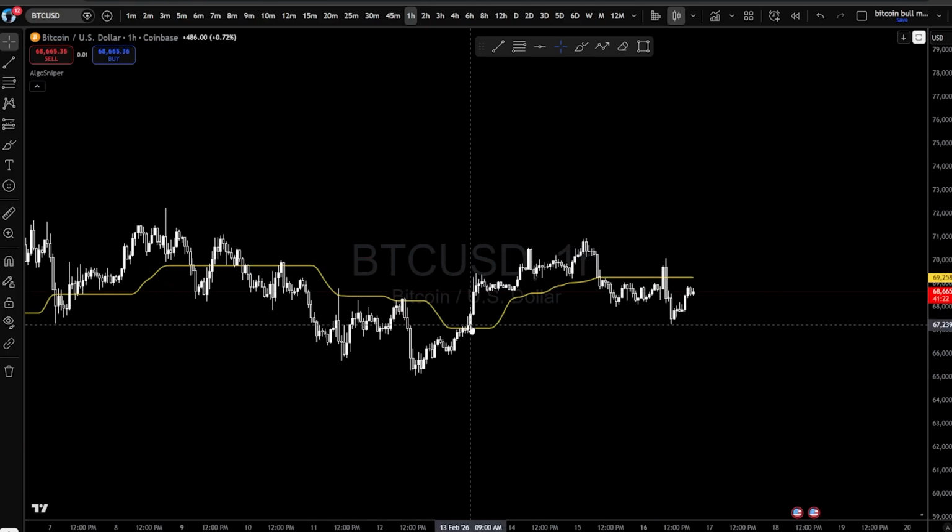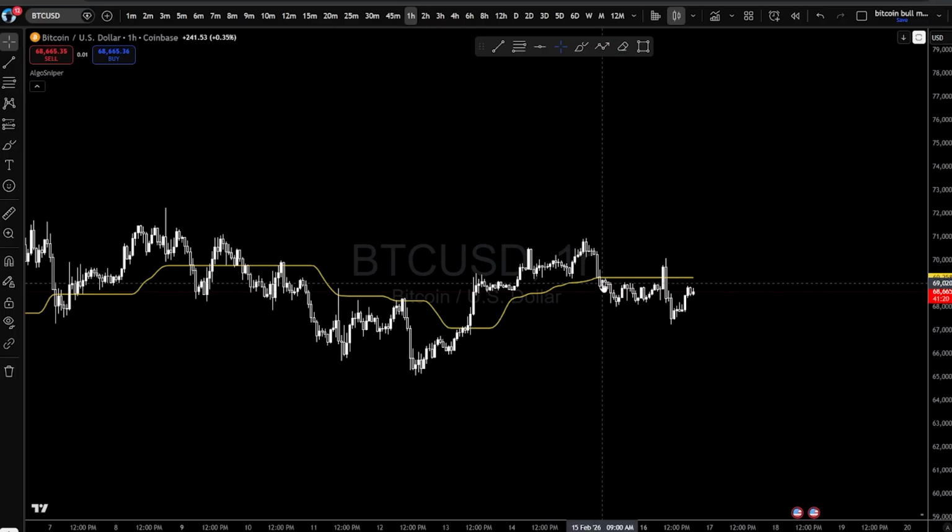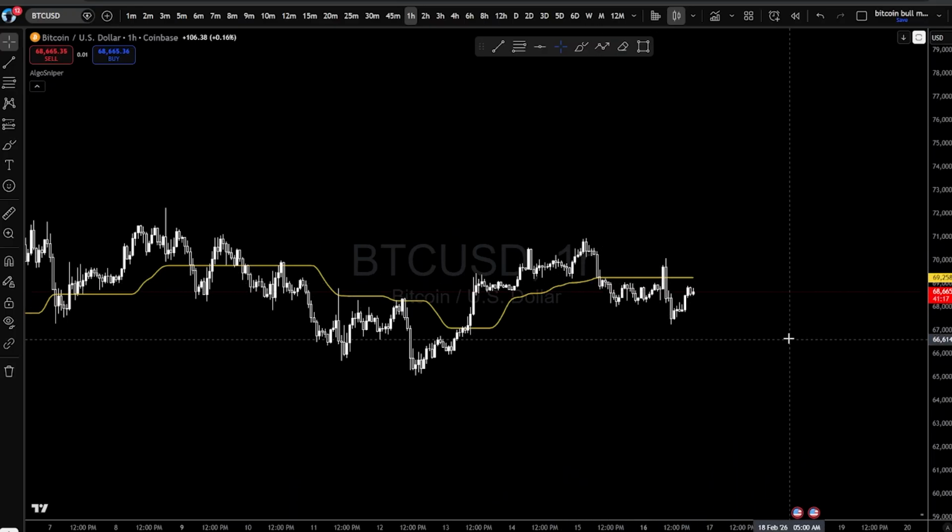Once it breaks and closes above, as support, you can see a huge move up. And as soon as it breaks under and starts to reject under, you can see that it starts to go lower.